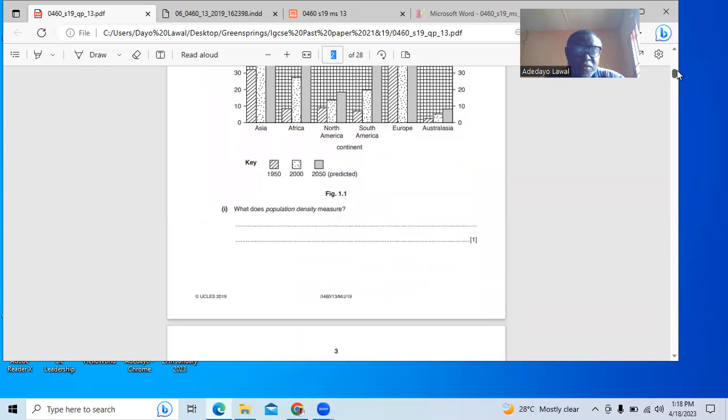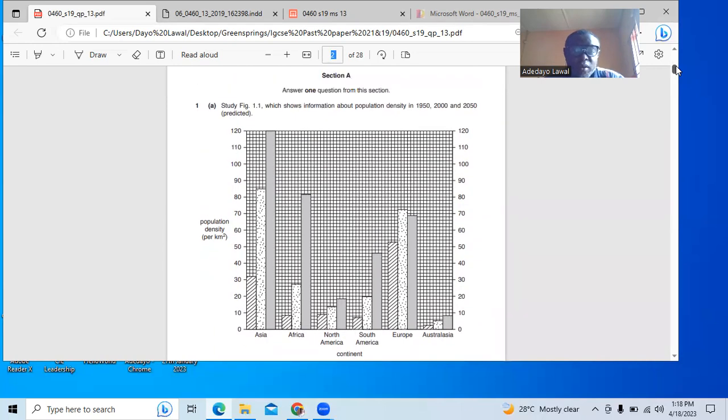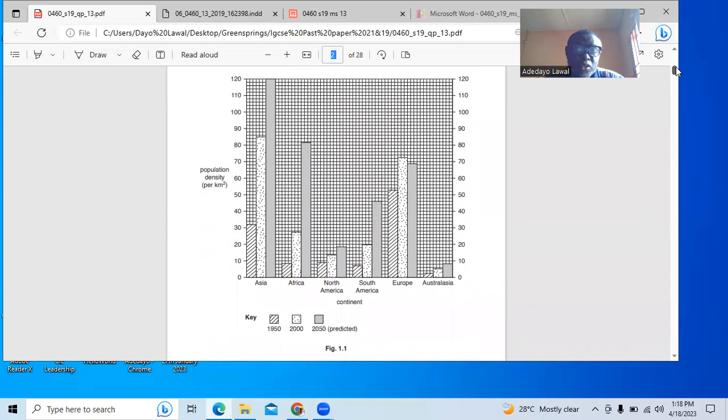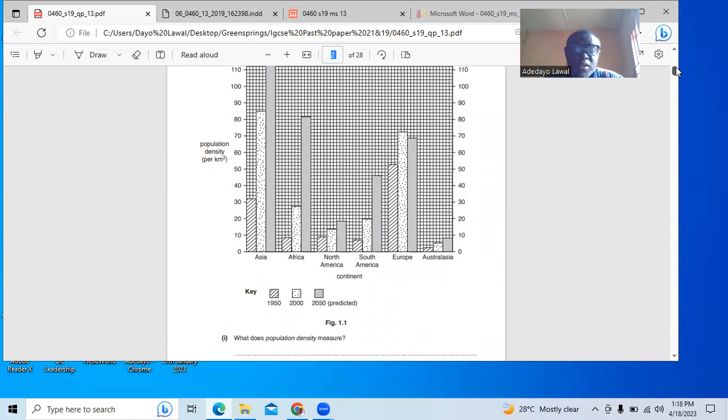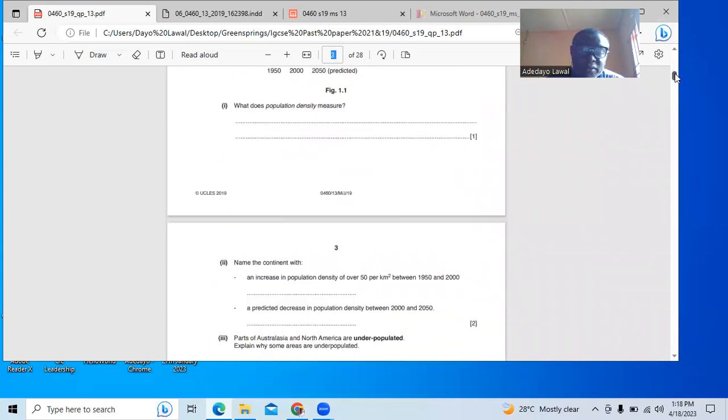So the first question here is, what does population density measure? Well, this is like telling you to define population density. So it measures the number of people per square kilometer. In other words, how many people are found in a unit area of land. That is the unit. So it's a 1 mark question. If you say it measures the number of people per square kilometer, you are very fine.